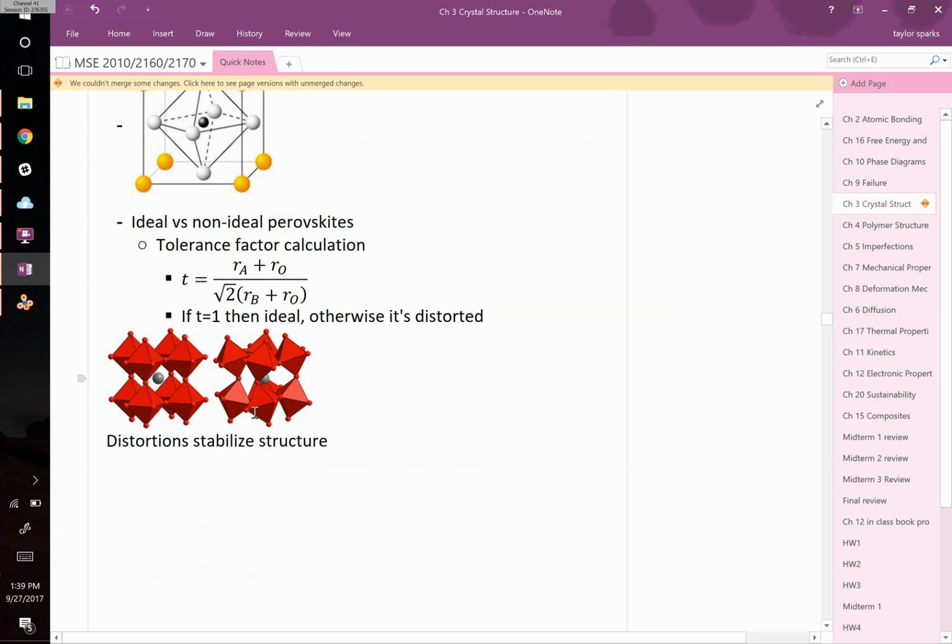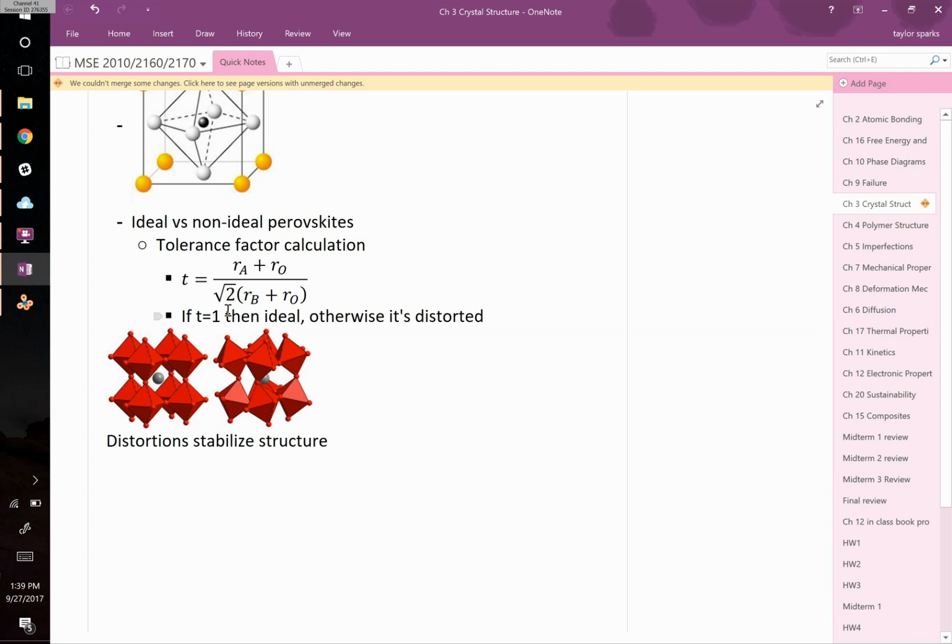Or those things can be tilted, and that's the one on the right. To figure out whether or not it's going to be tilted, you can calculate what's called the tolerance factor. You're just plugging in the radius of your A atom, your oxygen atom, and your B atom. Basically, if it equals 1, then you'll have an ideal perovskite. And if it's not 1, you're going to have something distorted.